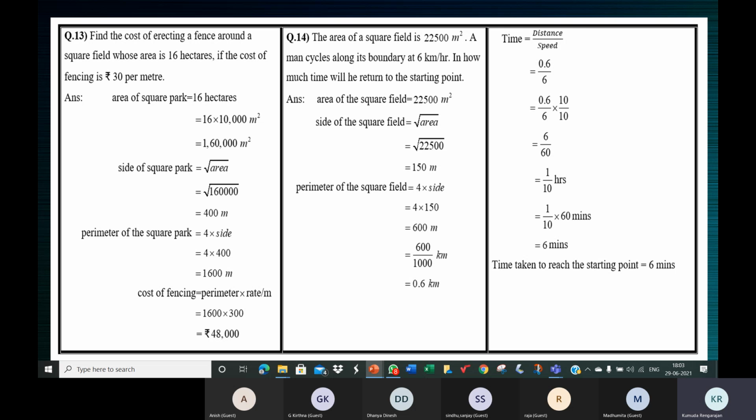All right. So find the cost of erecting a fence. Erecting meaning putting up a fence. Find the cost of putting up a fence around a square field. So imagine as you read. You should not just read the question like find the cost of erecting a fence around a square field whose area is 16. What's the point? It's not a speed reading competition. As you read, you must visualize it. You must see it in your mind.